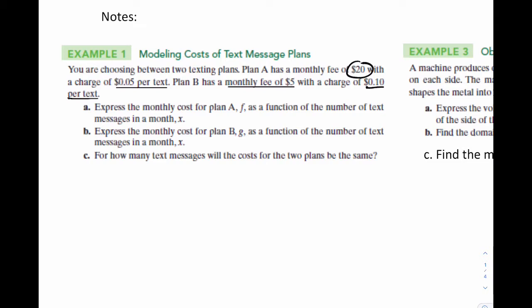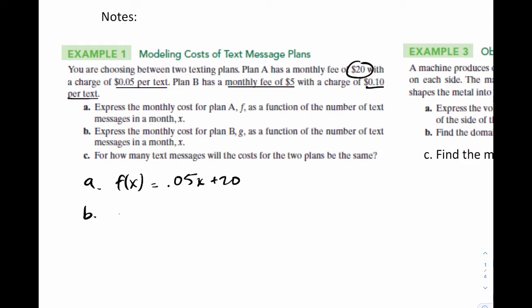So for plan A, let's do letter A right here. Let's say f of x, because it says f. It says express a monthly cost. So f of x is going to be our cost. And x is going to be the number of messages sent. So it says 0.05 per text, so 0.05x should be how much it costs per text, and adds a monthly fee of 20. That's like your one-time fee.